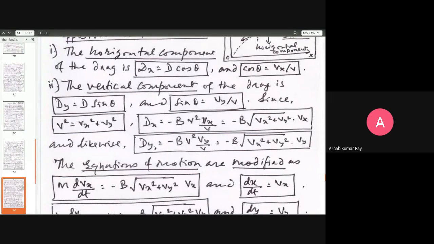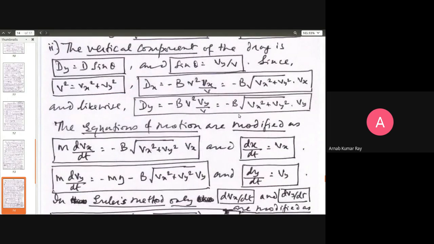And likewise, Dy, the y component of the drag force, will be minus B V squared into sine theta, which is Vy by V. V squared by V will cancel, and you will have minus B into the square root of Vx squared plus Vy squared into Vy. Okay, so there we have these two equations.